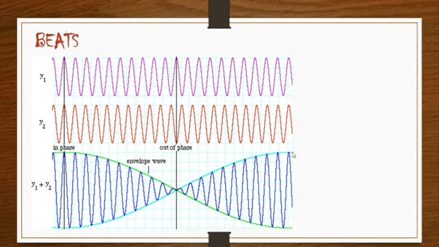So this is the part where the sound wave is the loudest, and then repeatedly it will go loud and soft, loud and soft, loud and soft, and so on. That's what we call beats.